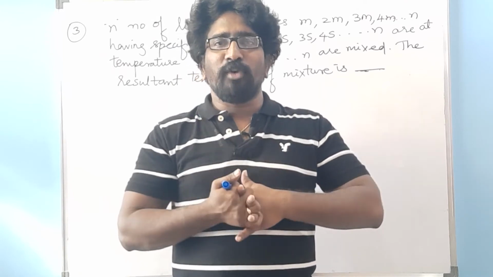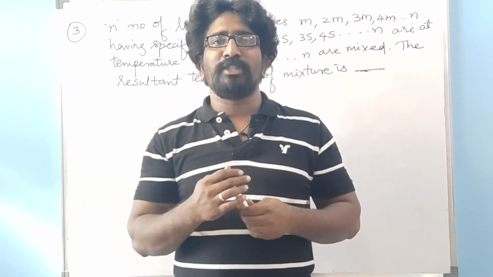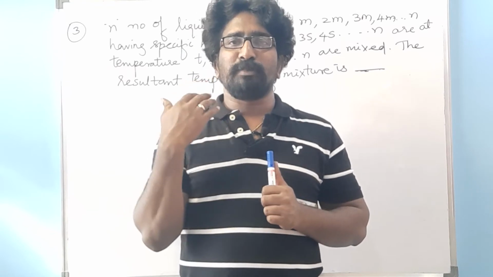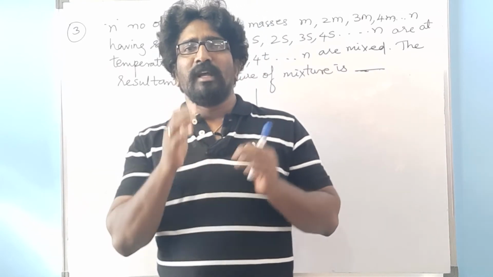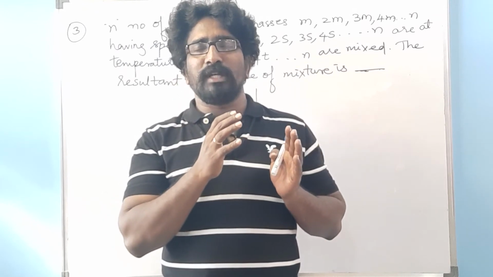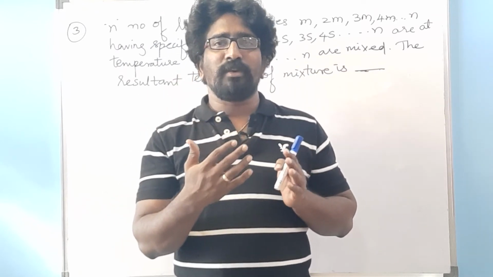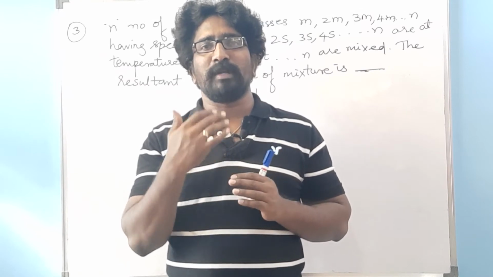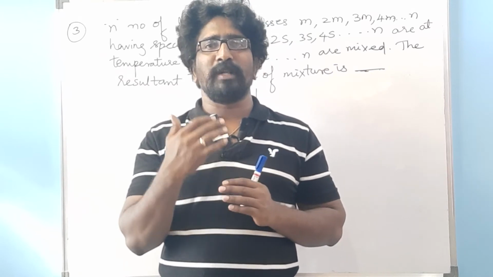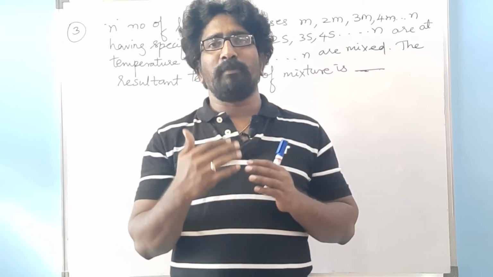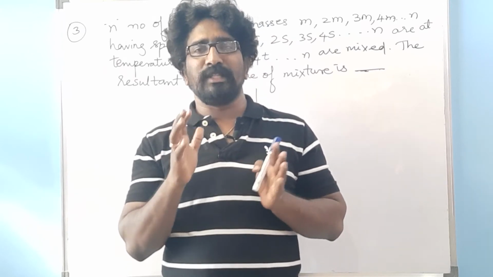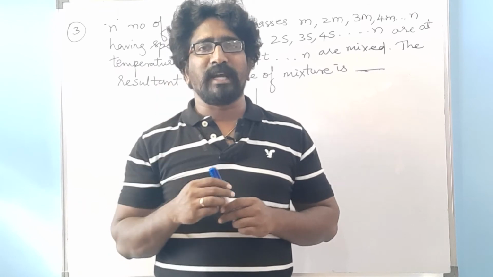We have studied one formula: if three different liquids with different masses, different specific heat capacities, and different temperatures are mixed, the formula is theta mix is equal to m1 s1 theta 1 plus m2 s2 theta 2 plus m3 s3 theta 3, divided by m1 s1 plus m2 s2 plus m3 s3. This is our formula for the three different kinds of mixture.